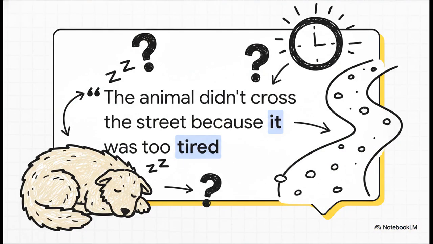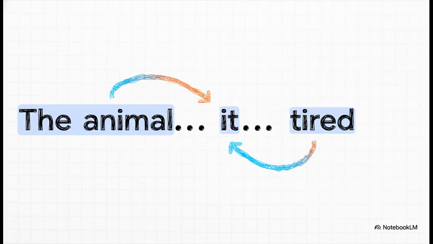Just look at this sentence. For you and me, it's a no-brainer what the word "it" refers to. But for a machine? This is a huge problem of ambiguity. How on earth does it know that "it" means the animal and not the street? This is precisely what self-attention solves.